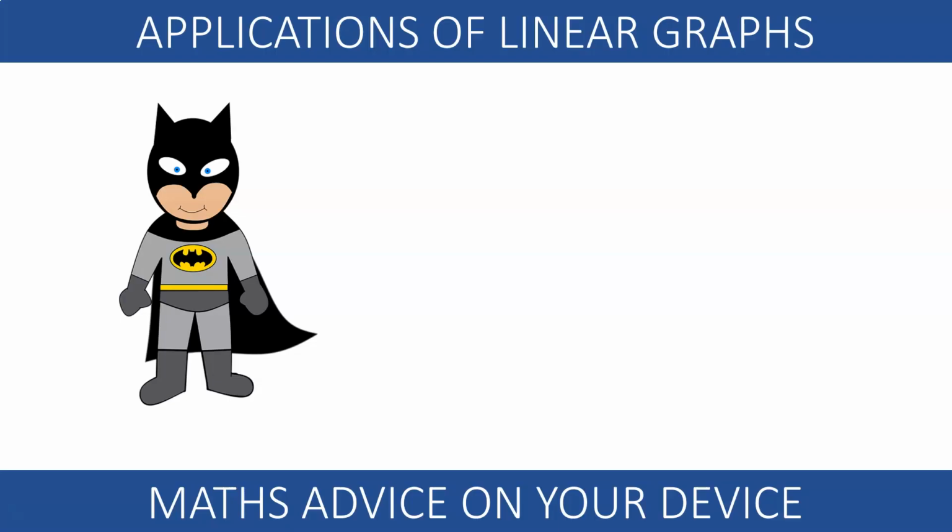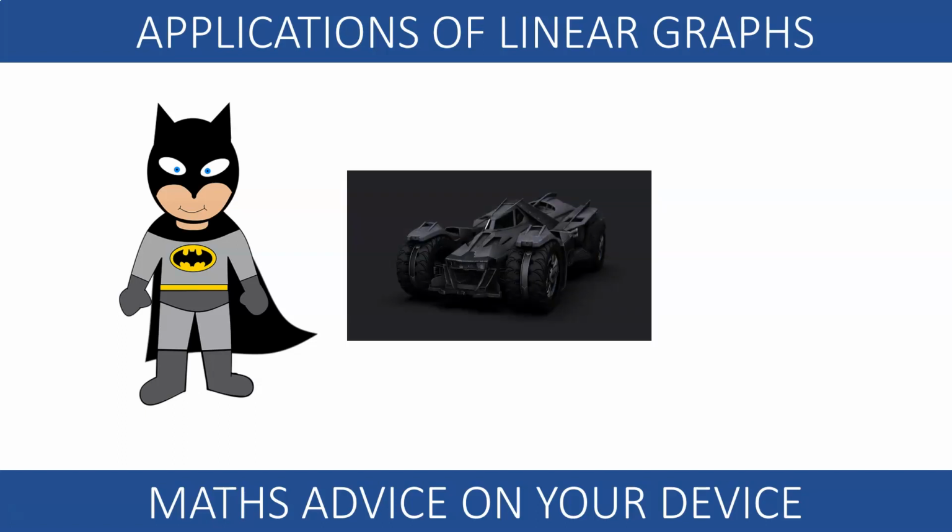Batman is having trouble with his Batmobile. His surface-to-air missiles are not functioning correctly. He has flicked through the yellow pages looking for a garage that can fix his problem.